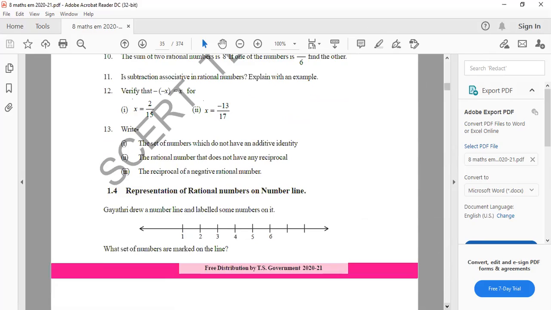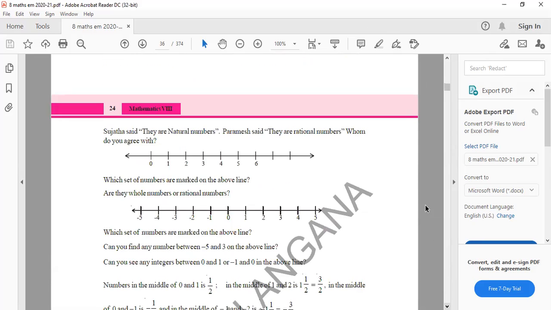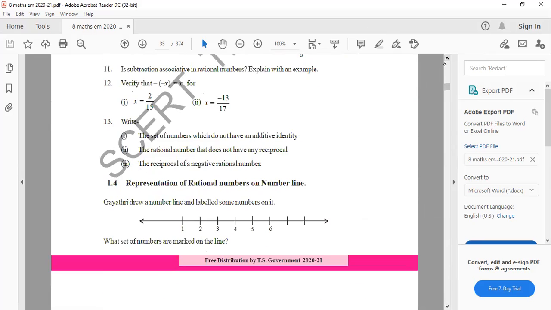Now the properties are done. Today onwards, we look at how to represent numbers graphically on the number line. How to mark the set of numbers, rational numbers, on the number line. Generally, we know the numbers are written on the number line already. So 0, 1, 2, 3, 4, 5.